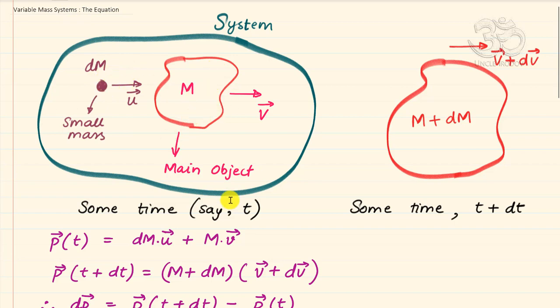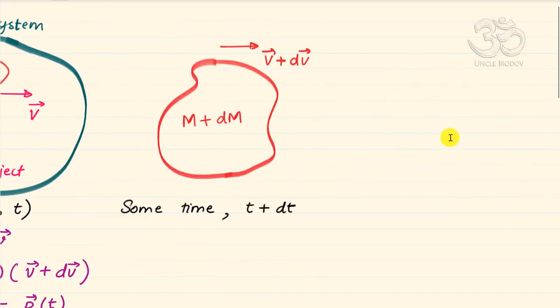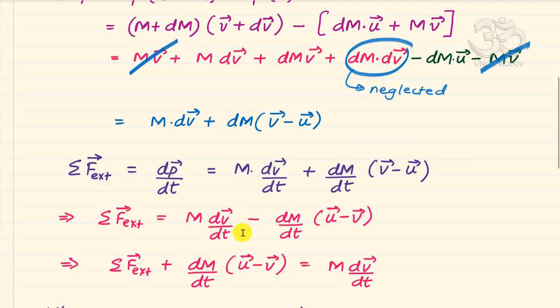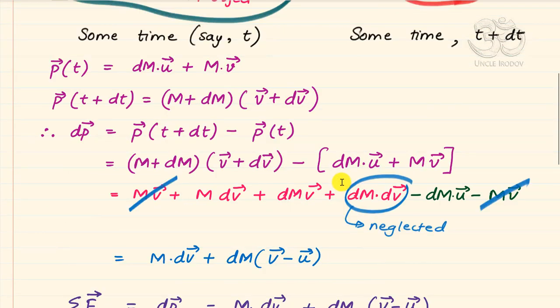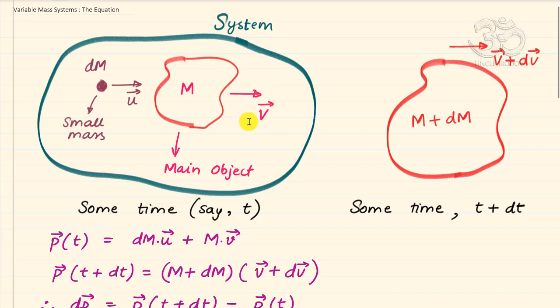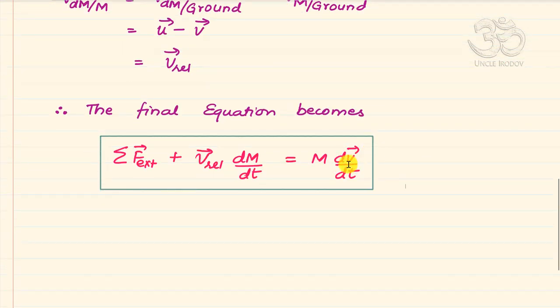So maybe from t to t plus dt, this dm comes in and is absorbed by this main object. But from t plus dt to t plus 2 dt, another mass dm may come in and be absorbed by the main object. The rate at which the mass of the main object changes is dm by dt. And m is the instantaneous mass of the main object, and dv by dt is the acceleration of the main object, because the main object is moving with a velocity v, and here it has a velocity v plus dv. So this is the acceleration of this main object.